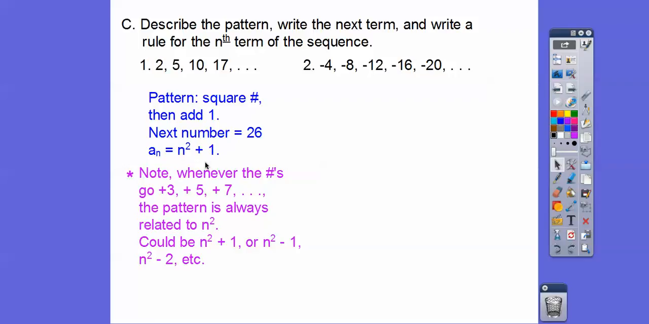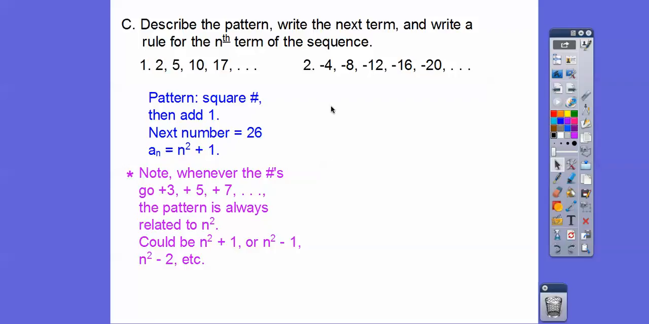And how do you know that, you guys? Well, if it goes in this pattern, 3, 5, 7, by consecutive odds, it's somehow related to n squared. It might be n squared plus 1 or n squared minus 1. Here it's n squared plus 1 or n squared minus 2. It might be n squared. Okay, they will always check out, you guys. 1 squared is 1, 2 squared is 4, 3 squared is 9. Those go up by 3, 5, plus 7, plus 9, they go up by consecutive odds.